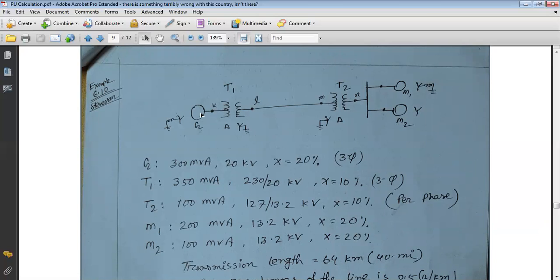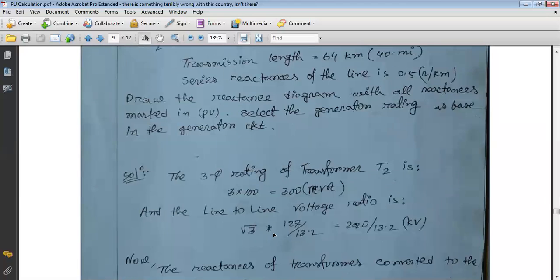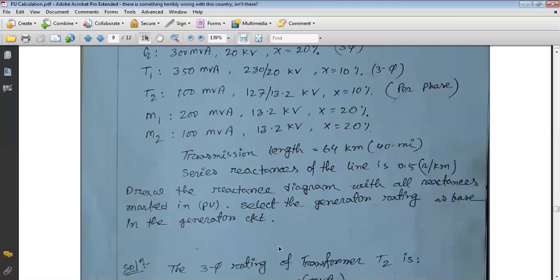If we consider the generator, the old power rating is 300 MVA and the new power rating is also 300 MVA, so that should be eliminated. The old voltage rating is 20 kilovolt and the new voltage rating is also 20 kilovolt, so that should be eliminated. So the reactance 20% means 0.20 per unit. That is our new reactance also. So for the generator, the new reactance is 0.20 per unit.